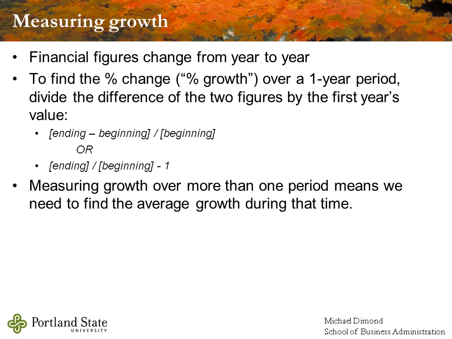Now there's a slightly simpler way to do that, which is simply to take the ending number and divide it by the beginning number and then subtract 1 from that quotient. I like the second formula a little bit better because it relates to some of the other computations that we do. So this is the one that I usually use in practice, and it's the one that I try to teach students to use. If we're going to measure growth over more than one period, that means we need to find kind of the average growth during that time.